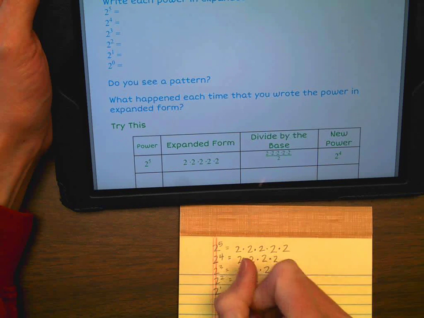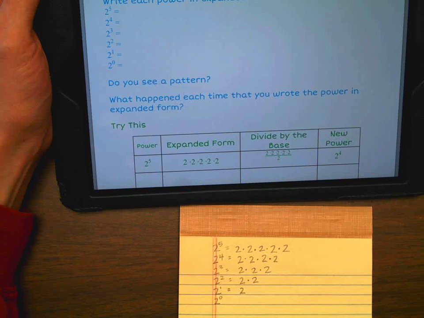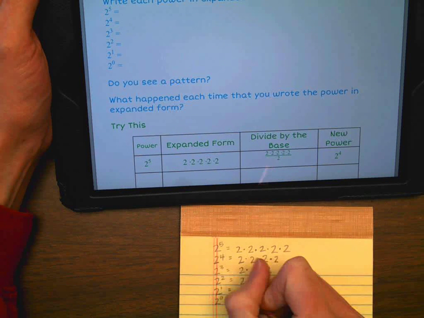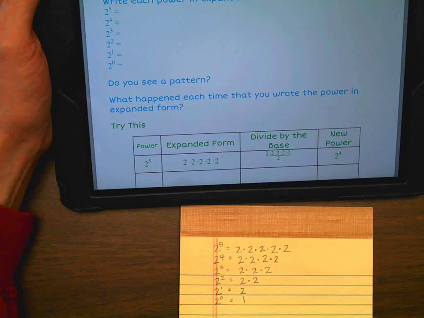And then 2 to the 0 power means that there are no 2's that you actually have to do, so the answer is always 1. Okay? And so what we have here is we kind of are seeing a pattern. Do you see the pattern that happened? We went 2 times 2 times 2 times 2 times 2, 2 times 2 times 2 times 2, 2 times 2 times 2, 2 times 2, 2, and 1.